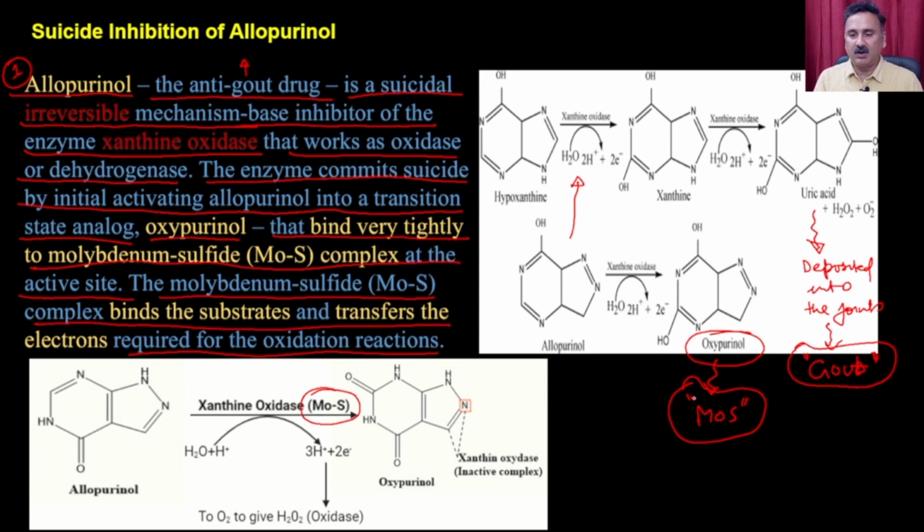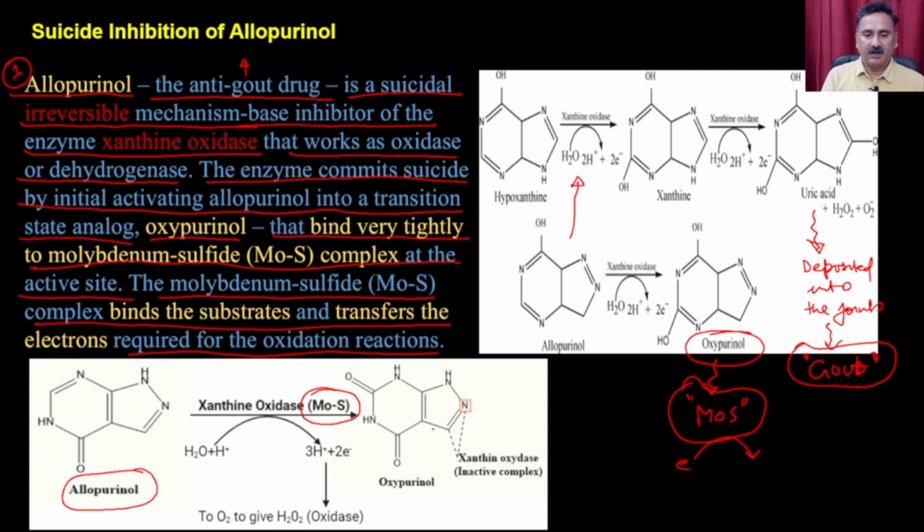And once it makes a complex, the molybdenum sulfur center, which is the active center involved in electron transport or electron movement from the enzyme to the substrate, is blocked. Because of that, it will stop all these reactions, which means it will stop the synthesis of uric acid, and as a result it gives you the treatment for gout. So this is exactly what happens.